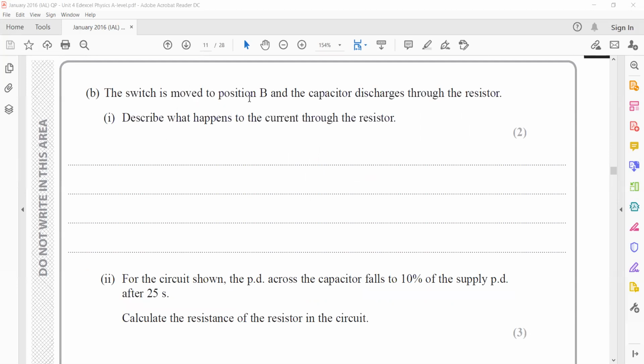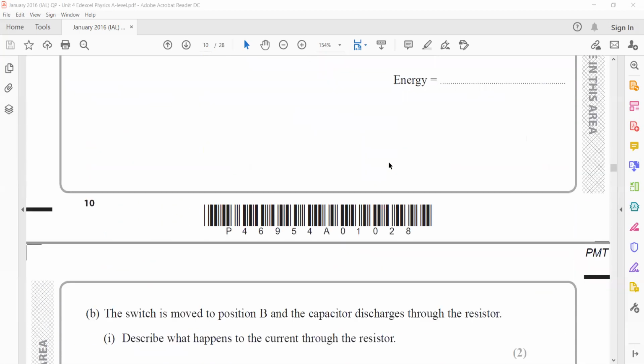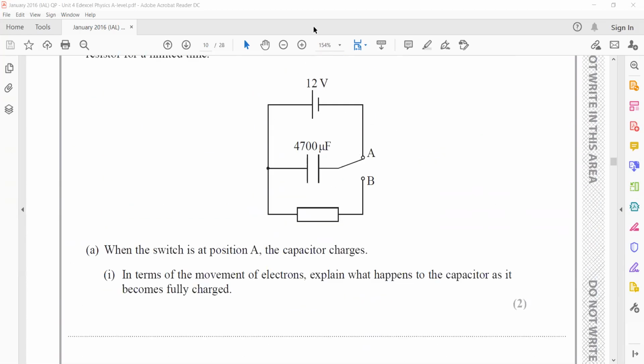The switch is moved to position B and the capacitor discharges through the resistor. Describe what happened to the current through the resistor. So in the beginning, when the capacitor is completely charged and we connect to position B, the capacitor starts to discharge. When it starts to discharge, what we will observe is an exponential decrease in the current over time, because there's always an exponential decrease in voltage, current or charge when the capacitor charges or discharges.